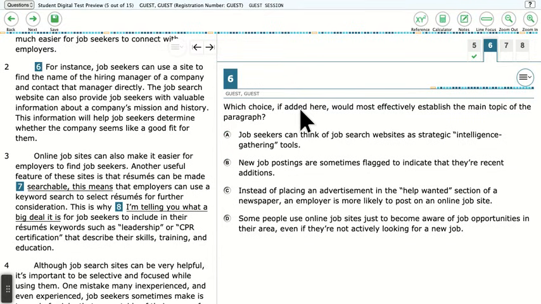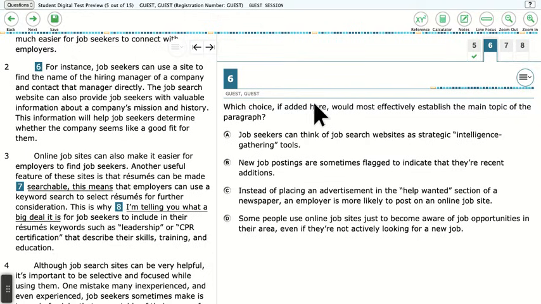So which choice, if added here, would most effectively establish the main topic of the paragraph? So let's read the paragraph. So we've got our little 6. It even moved it down for us, which was helpful. So for instance, job seekers can use a site to find the name of the hiring manager of a company and contact that manager directly. The job search website can also provide job seekers with valuable information about a company's mission and history. This information will help job seekers determine whether the company seems like a good fit for them.